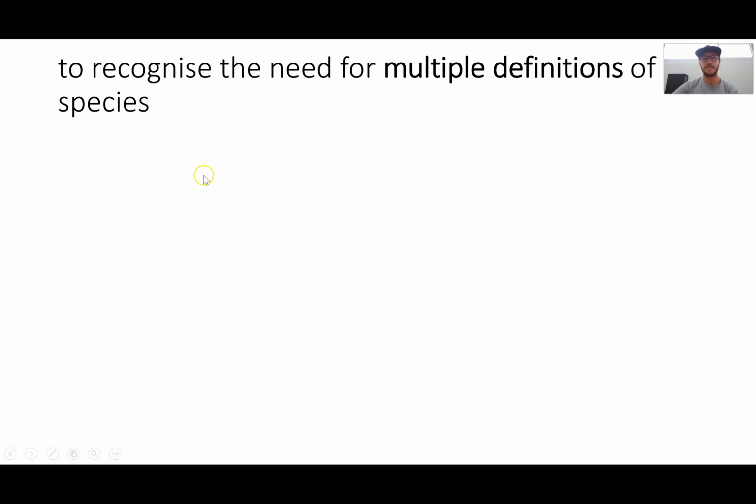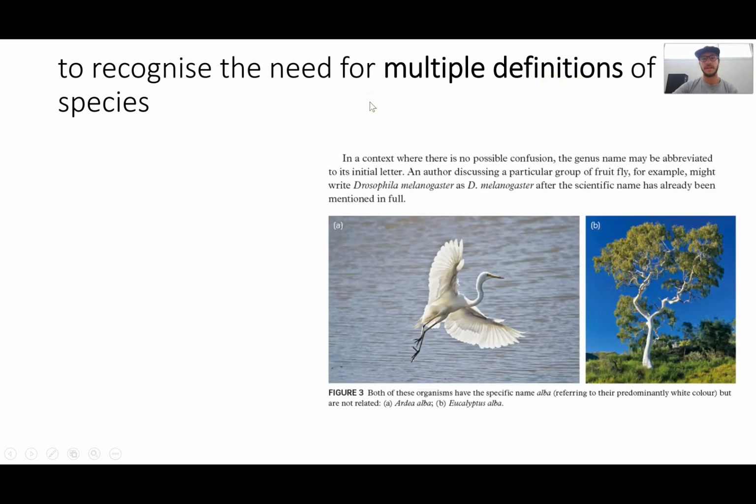So we'll keep moving on to our learning goals. To recognize the need for multiple definitions of a species. So we've spoken about how there are various ways to classify a species. One was the system we just looked at, but it can also be based on methods of reproduction, sexual, asexual. It can also be based on molecular sequencing. So genetics can show us that, yeah, these 2 species are actually more similar than what we first thought.